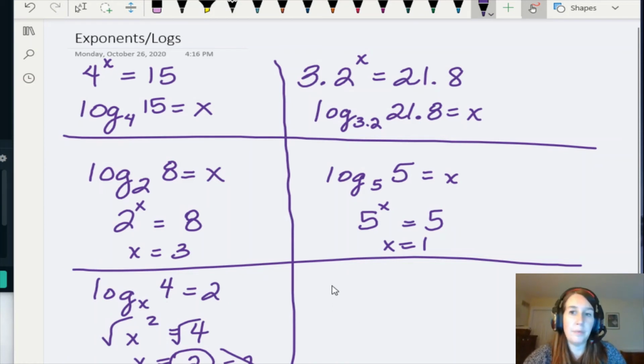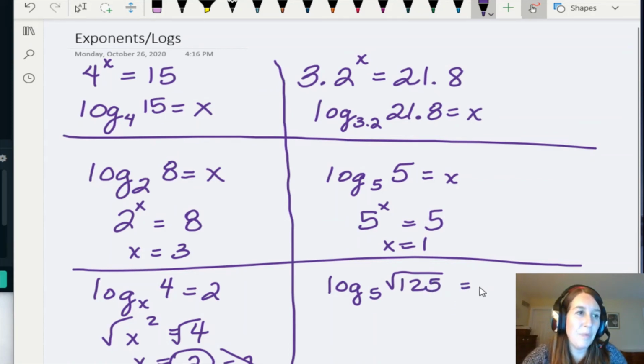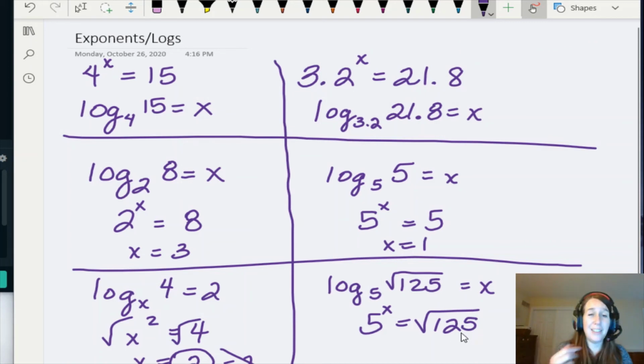Let's try another. Log base 5 of the square root of 125. Okay, so that's what we're looking for. So that's equal to x. Okay. So let's turn that into exponential form. So 5 to what power is equal to the square root of 125? This is the same process.